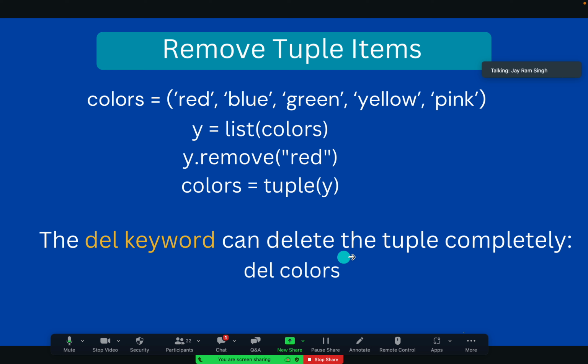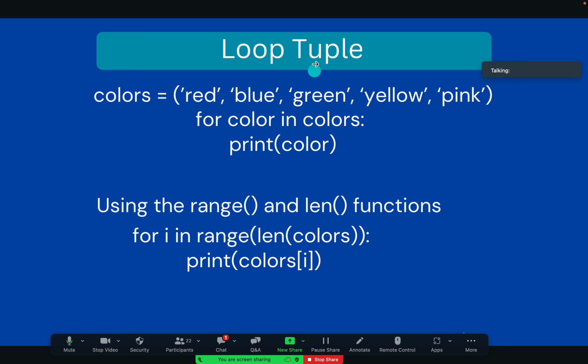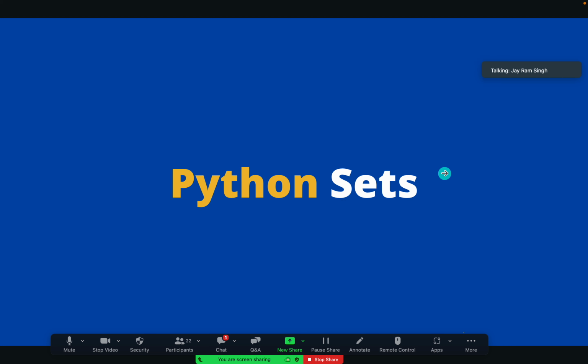So the del keyword can delete the tuple entirely. Del colors, you are already familiar with that. I have already shown this in list. If you are writing del and then the list name, it was deleting it completely. Similarly, it will delete the tuple. Loop through. This is a similar loop through you can do. Range, len, this is a similar thing.